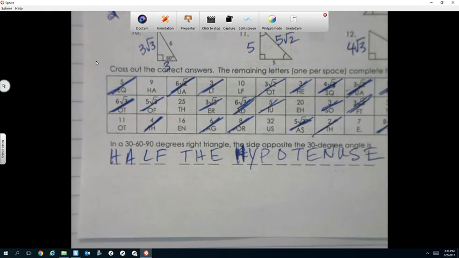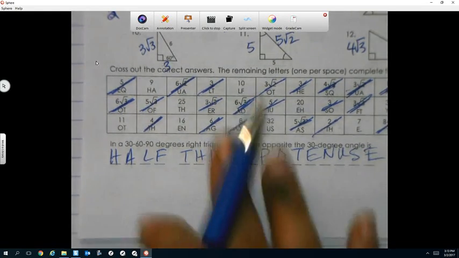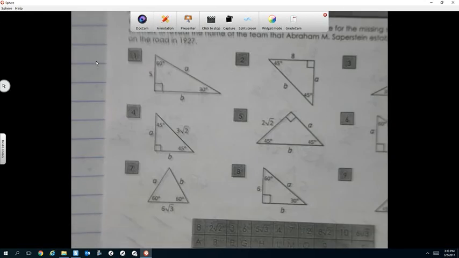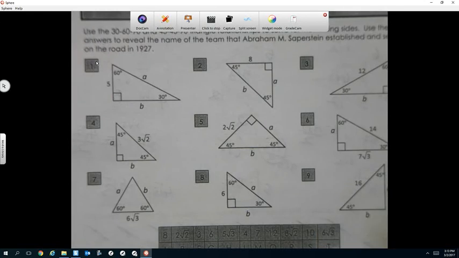Okay. All right, so you are going to be responsible, and I'm going to stamp before you leave. 1 through 9 on the back. I'm checking your answers.